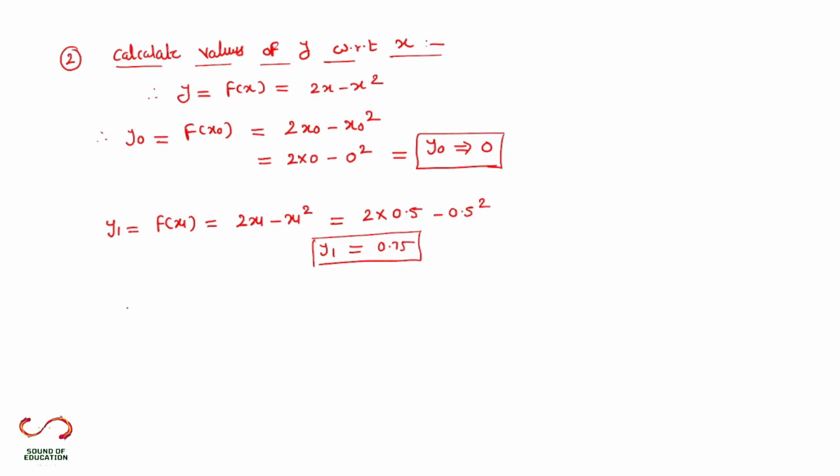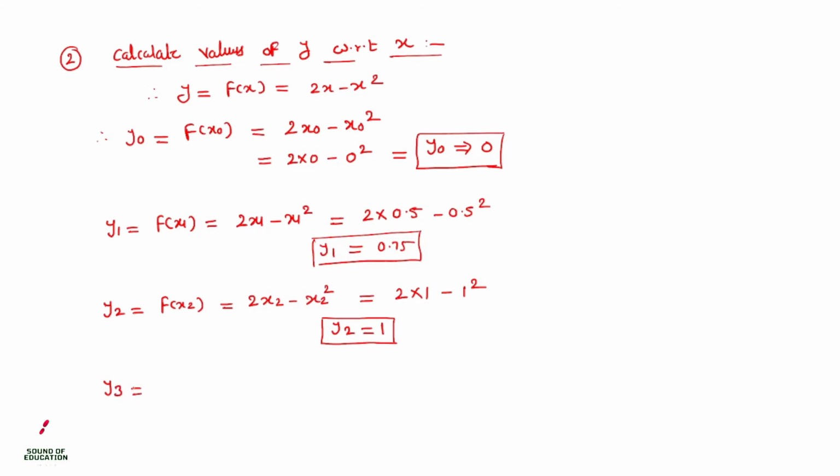Clear? Now similarly calculate the value of y2. So for y2, f of x2 is 2x2 minus x2 square, right? So 2 multiply by x2, whose value was 1, so 1 minus 1 square. So here we get y2 is equal to 1. I have calculated it and kept it, you have to calculate it too, right.